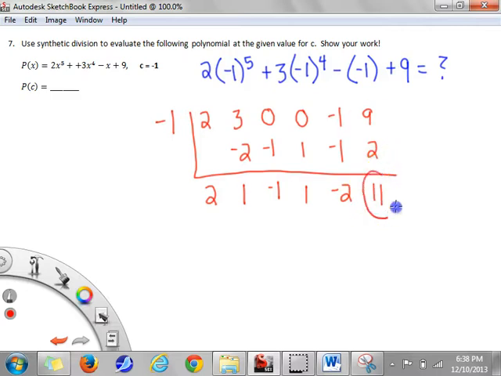This is our remainder. That's what we would get right here if we plugged in -1 to this polynomial. And so 11 is our answer. So that was one application that we learned about with synthetic division.